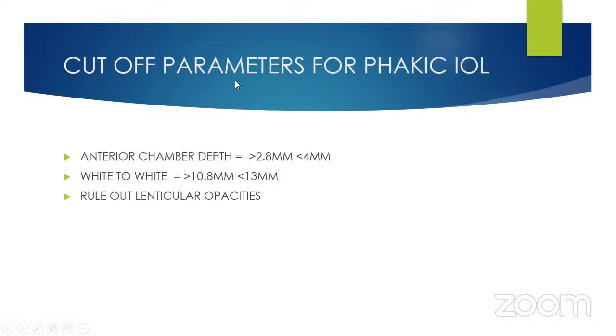Cutoff parameters for phakic IOL: anterior chamber depth should be more than 2 mm and less than 4 mm. White to white should be more than 10.8 and less than 13. And to rule out any lenticular opacities.